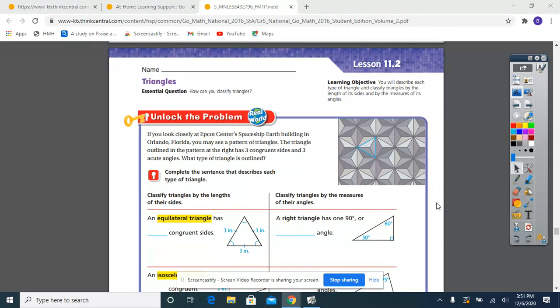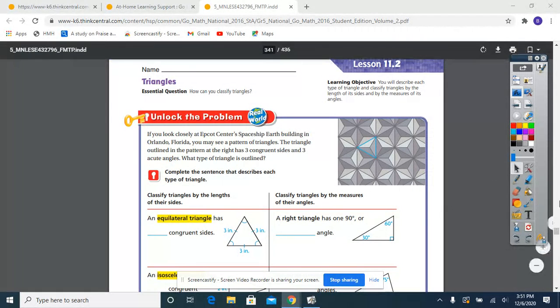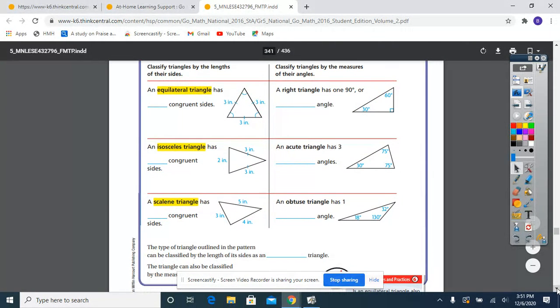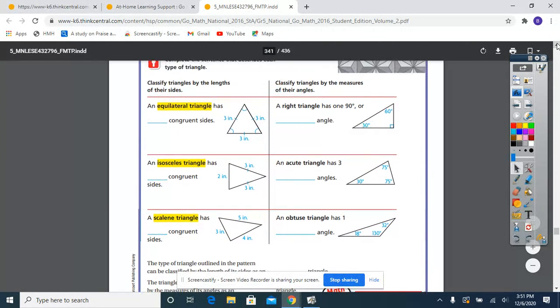And so we're going to review triangles a little bit. You guys did learn about triangles a little bit last year, but we're going to go a little bit more in depth with triangles and how to classify them. So there are two different ways to classify triangles. You can classify them by the lengths of their sides, or you can classify them by their angles, okay? So we're going to start with lengths of their sides.